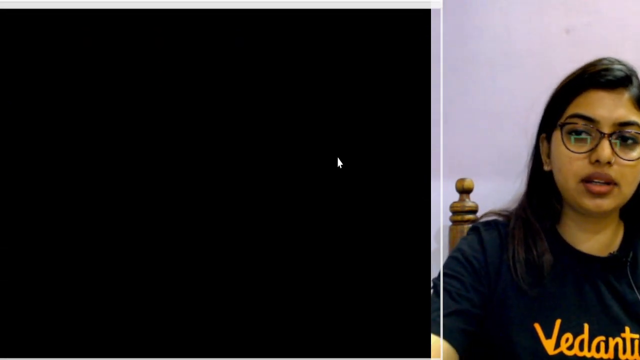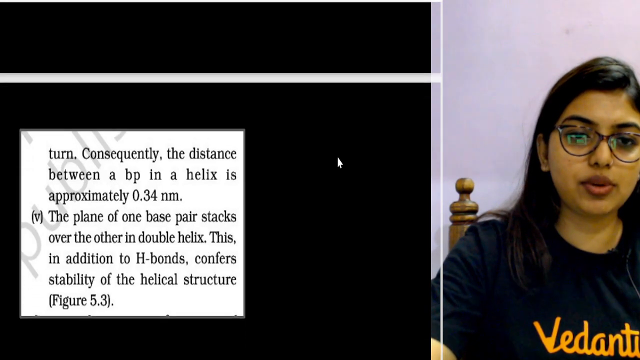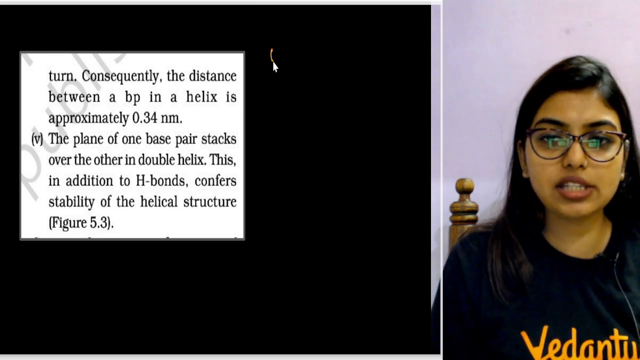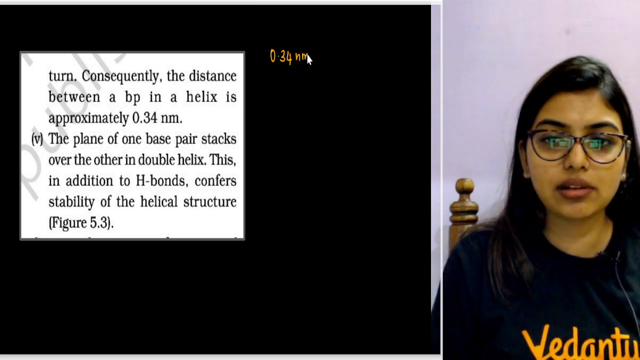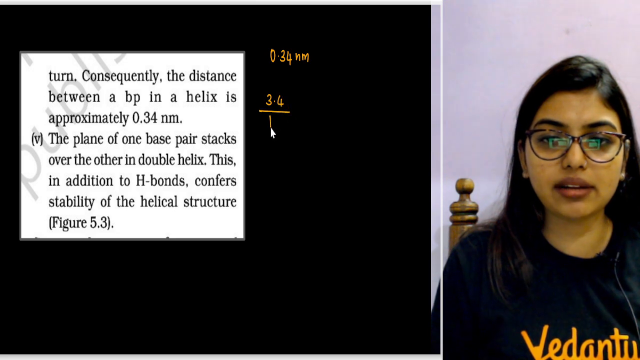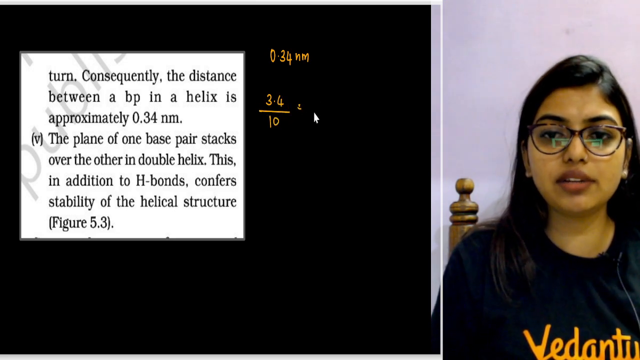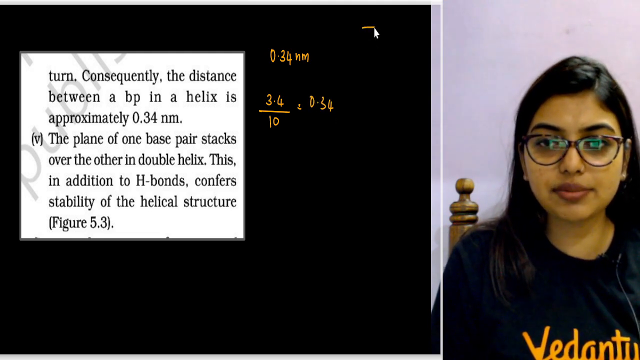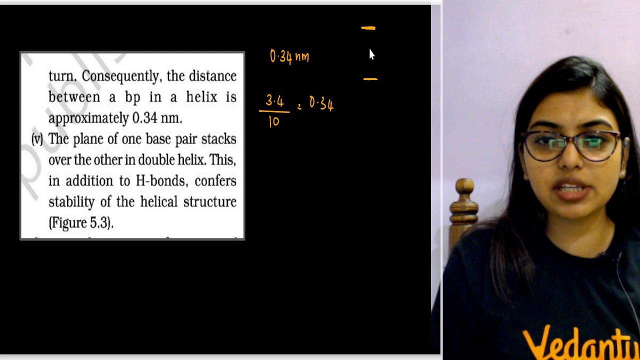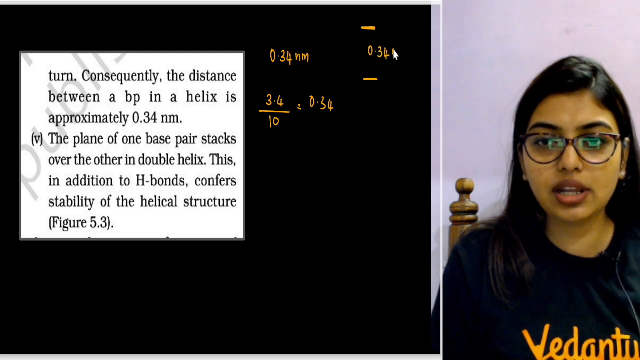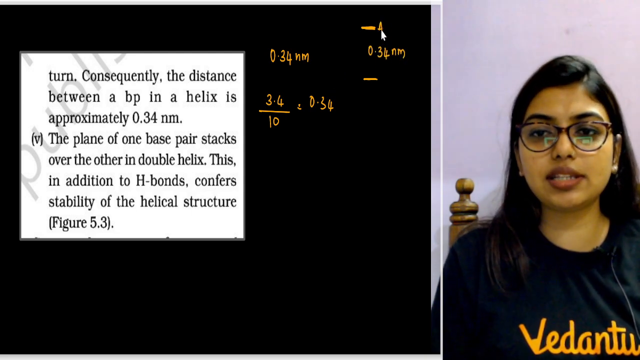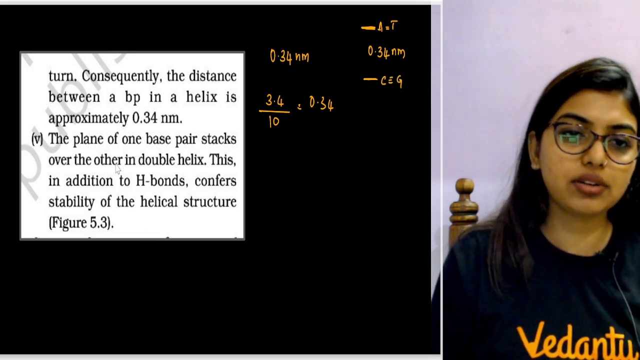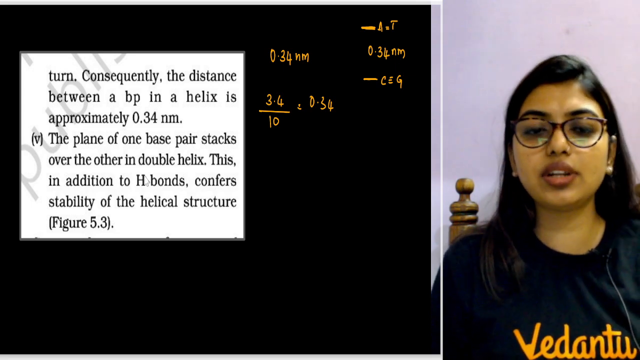Two more points are there, students. Consequently, the distance between base pairs in a helix is approximately 0.34 nanometer. That is 3.4 divided by 10: one turn is 3.4 nanometer, and in one turn 10 base pairs are there. So the distance from one base pair to another, say adenine-thymine here and guanine-cytosine here, is only 0.34 nanometer.